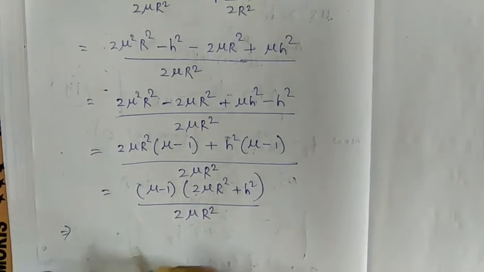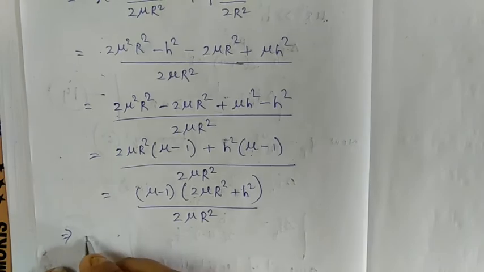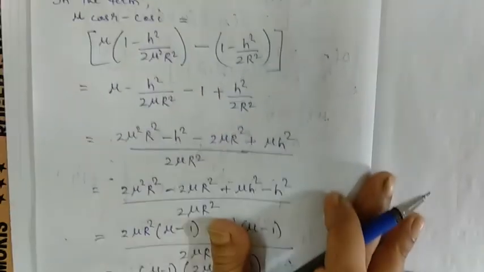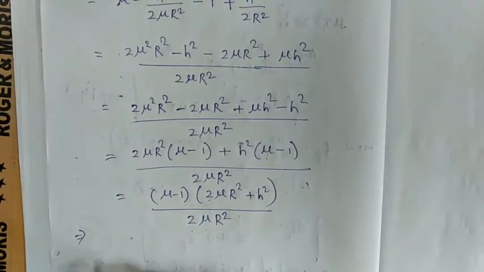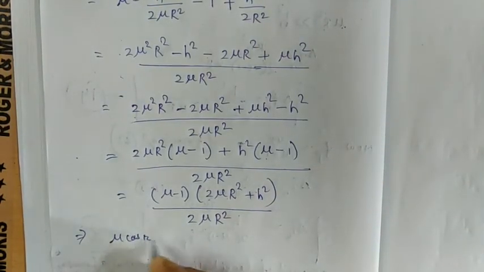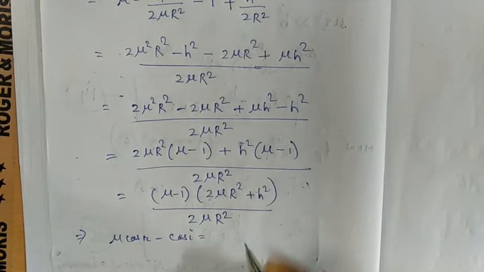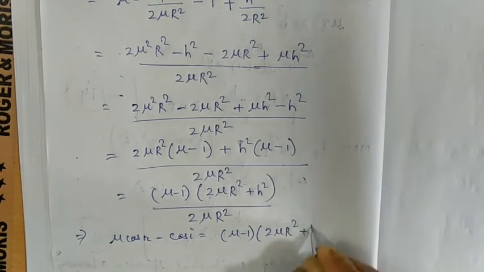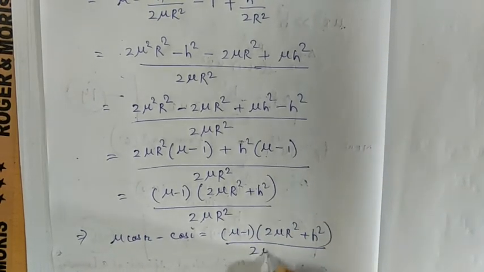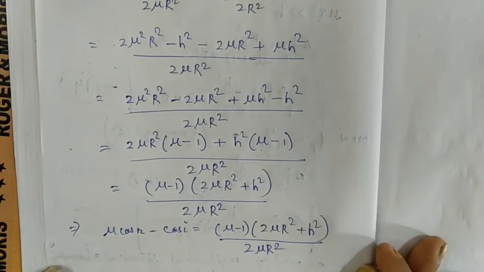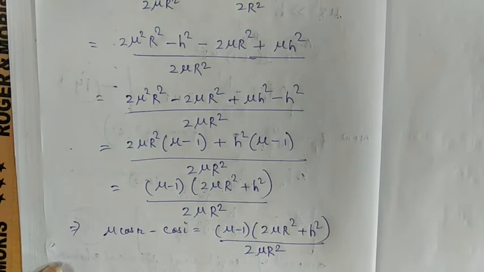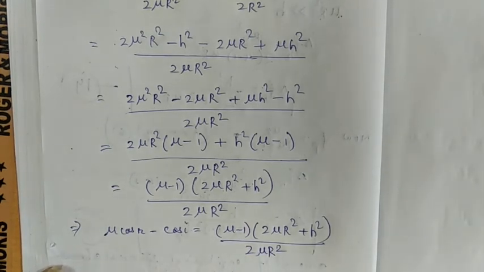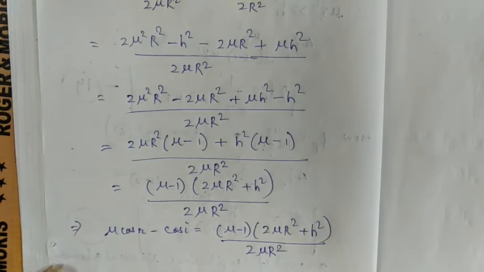So we can write this as, that is, we can write the left hand side of this equation, that is mu cos r minus cos i, is equal to (mu minus 1) into (2 mu r square plus h square) whole divided by 2 mu r square. So this is the value of mu cos r minus cos i. Now putting this value in equation 7, we can solve the change in focal length.